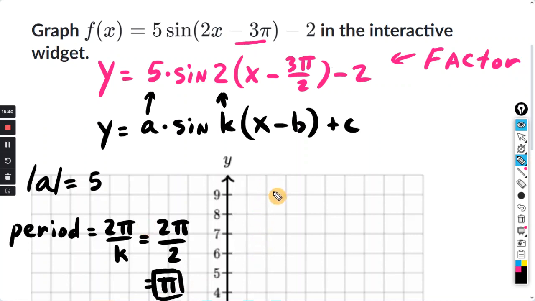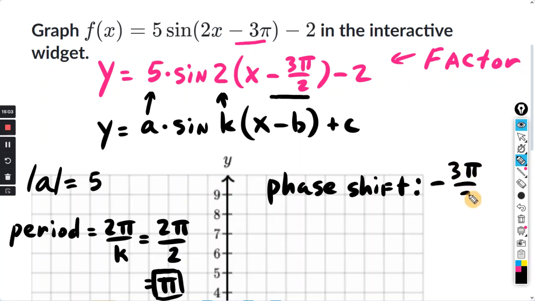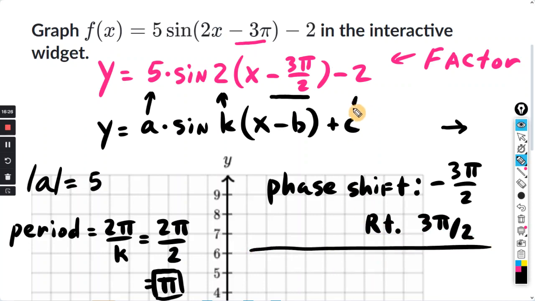And the phase shift. We see that we have a negative 3 pi over 2. And what does that mean? When it's negative, it shifts right. Remember, for the phase shift, it's reversed. When it's negative, it shifts right. So this means it's going to go right by 3 pi over 2. That's your phase shift. And finally, the midline is just C. And C equals negative 2. That means the middle of the graph is at y equals negative 2.